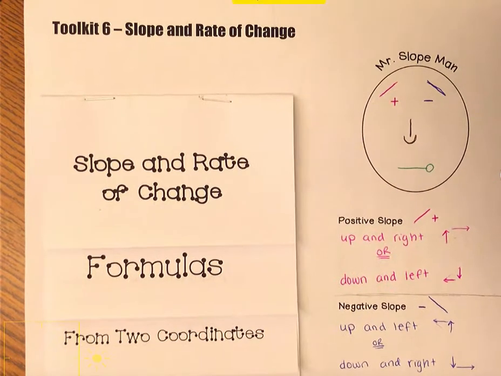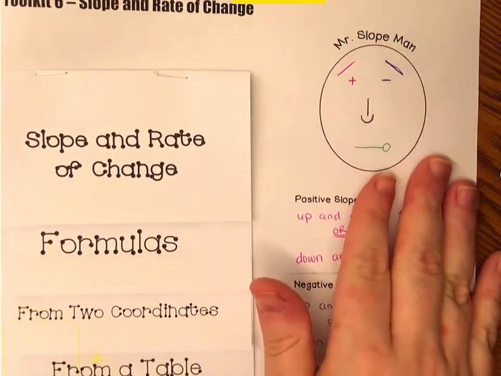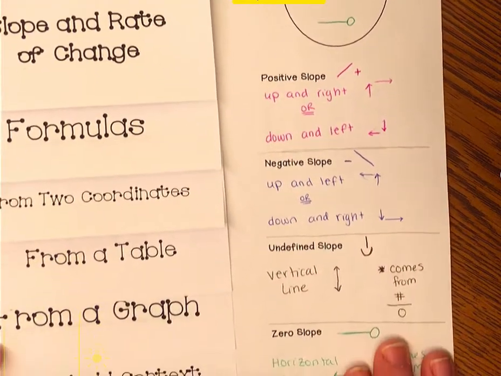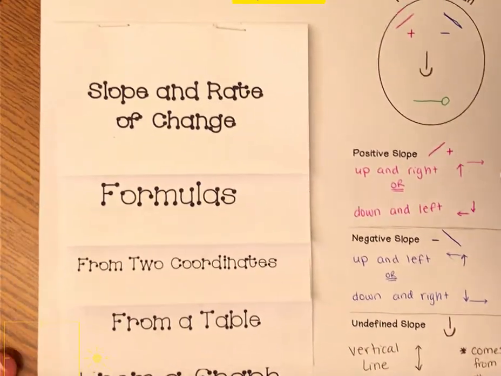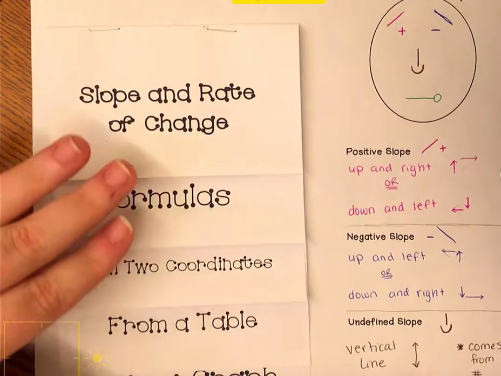This video is on slope and rate of change. We've already seen a video of Mr. Slopeman that talks about the 4 different types of slope that we can have. Now to look at our booklet that talks about the different things we can do with slope.